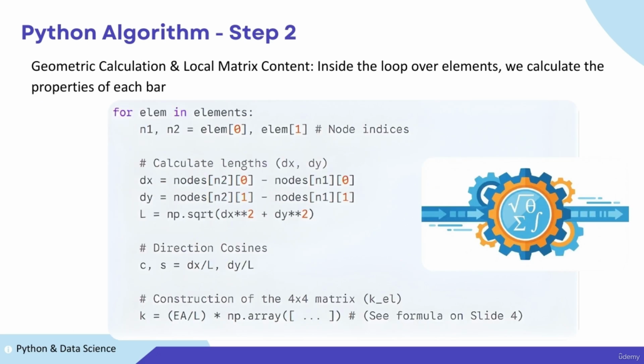Now, step 2, the calculation loop. We iterate through every bar in the structure. Inside the loop, we calculate the length L using the Pythagorean theorem. Then we calculate our direction cosines, C and S. Using these values, we build that 4x4 matrix we saw earlier. K_L equals stiffness factor times the matrix of C squared, CS, and so on. This creates the specific stiffness matrix for that angled bar.